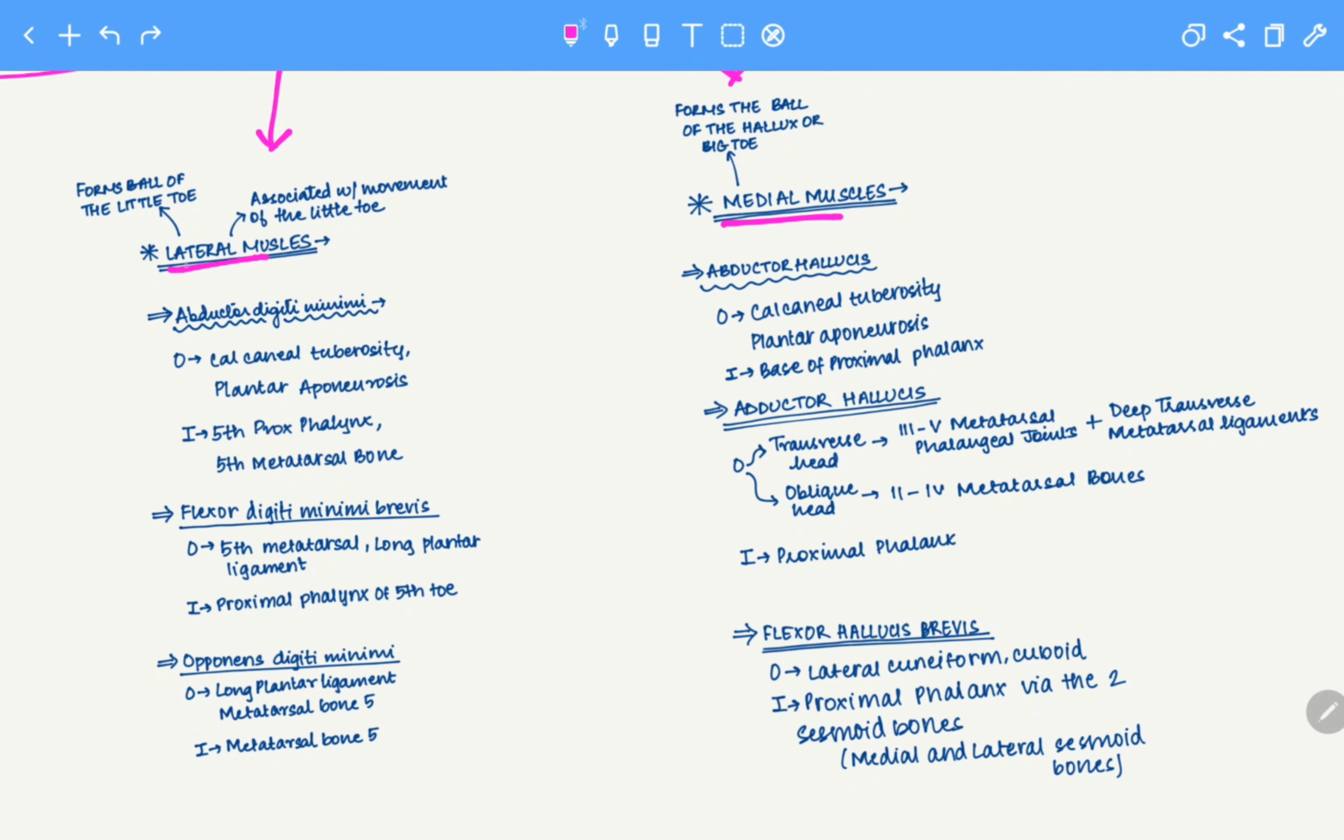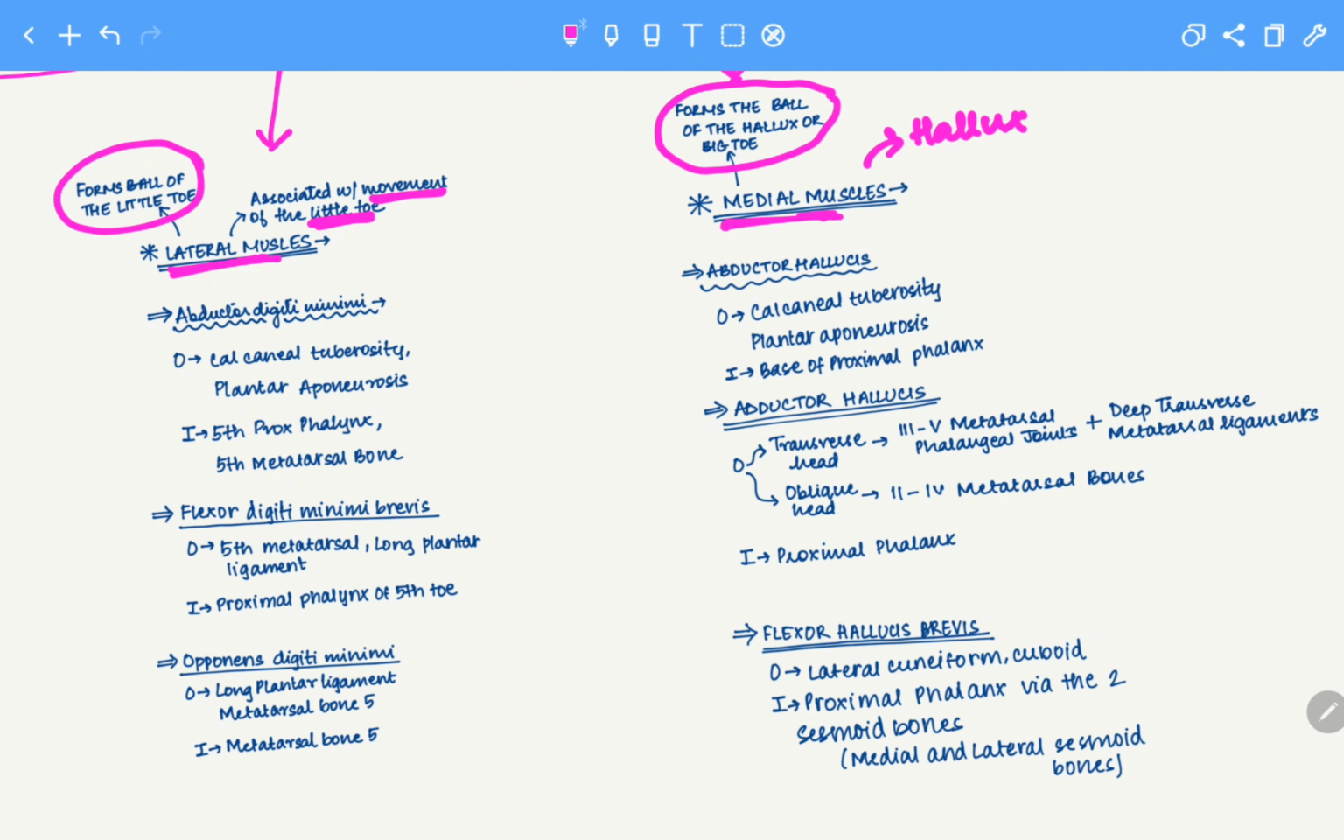Next, we'll talk about the lateral and the medial muscles. The lateral muscle will form the ball of the little toe and the medial muscle will form the ball of the big toe. If we had to make an analogy between the upper limb and the lower limb, the lateral muscles could be associated with the hypothenar muscles, while the medial muscles could be associated with the thenar muscles. Lateral muscles are associated with movement of the little toe, while the medial muscles are associated with movement of the big toe or the hallux.